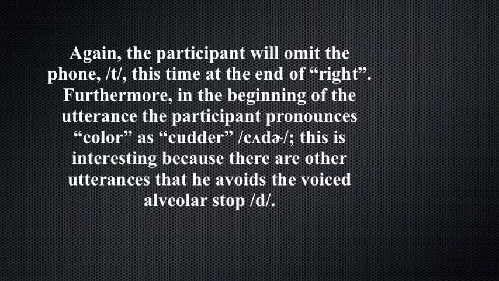Again, the participant will omit the phoneme "t," this time at the end of "right." Furthermore, in the beginning of the utterance, the participant pronounces "color" as "cutter." This is interesting because there are other utterances where he avoids the voiced alveolar stop "duh."